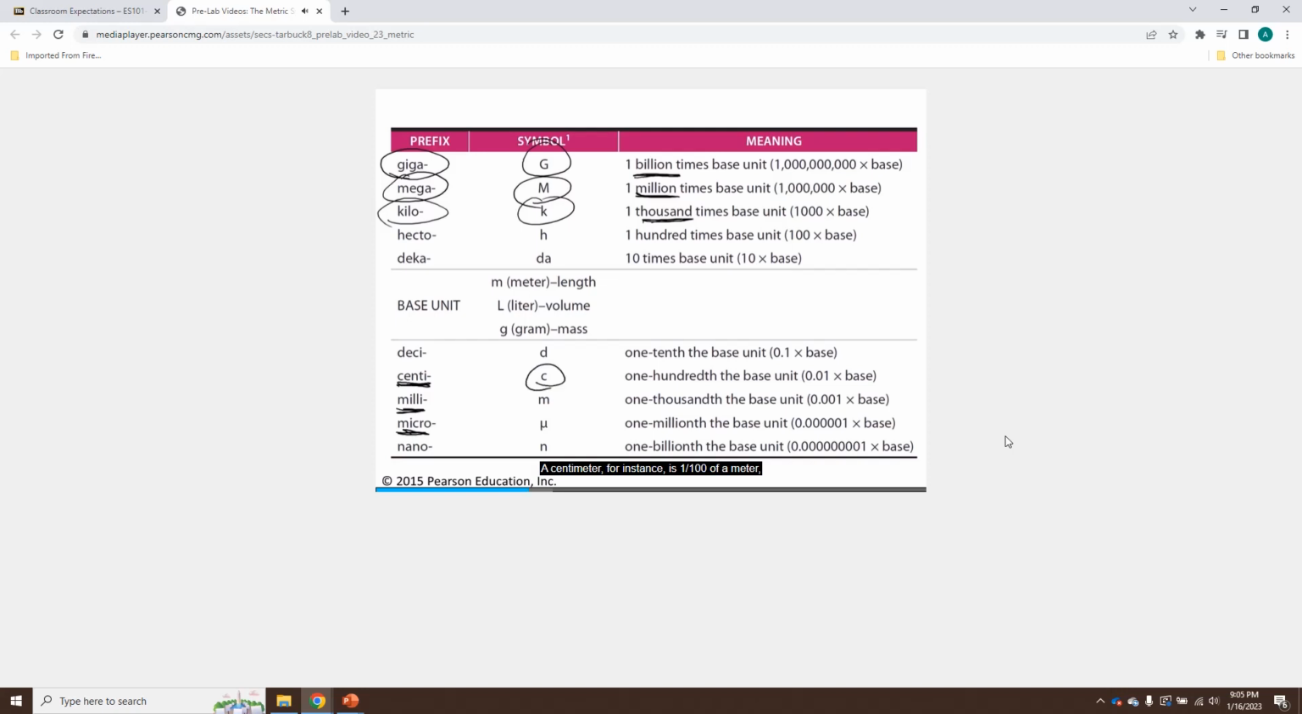A centimeter, for instance, is 1/100th of a meter. All right, so that's 1 over 100. 1 millimeter is 1/1000th of a meter, so 1 over 1,000. It's 10 times smaller than a centimeter, and so on.